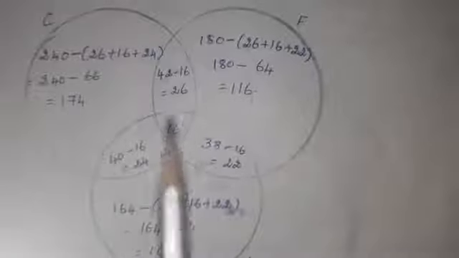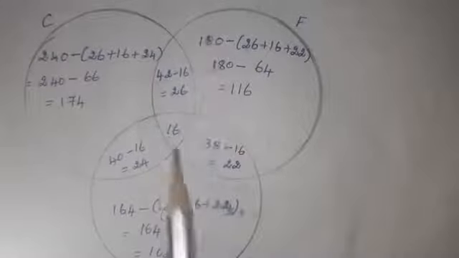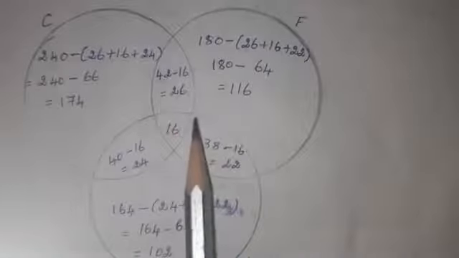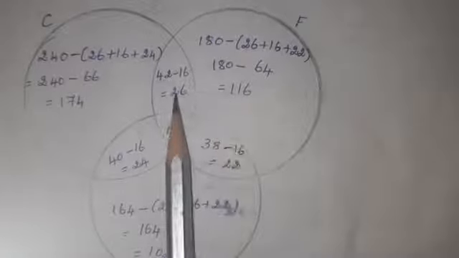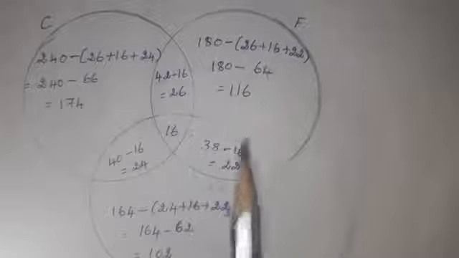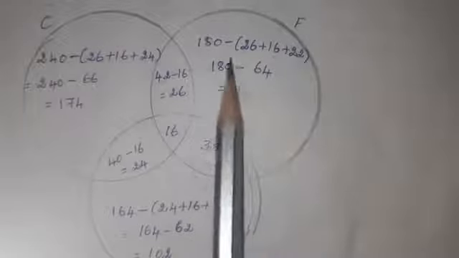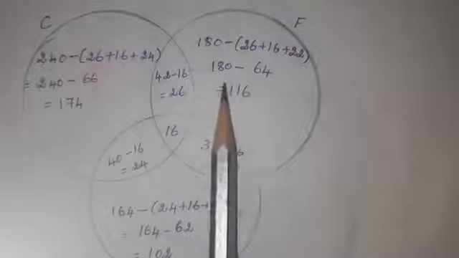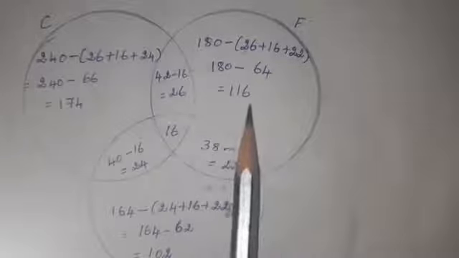Like that here also you should do. Here you should take the set fully, add, then subtract. Here 26 plus 16 plus 24, when you add, you will get 64. 180 minus 64, it is 116.